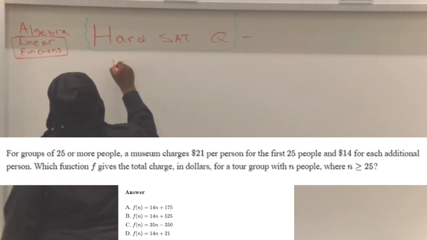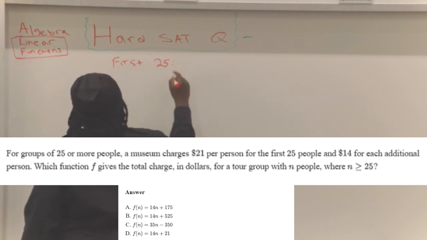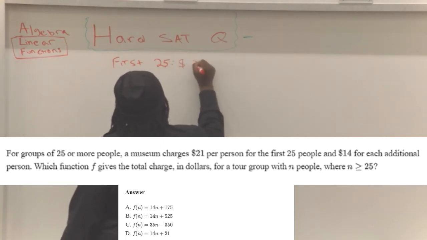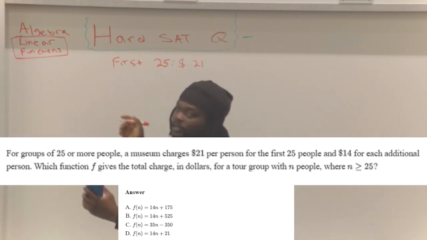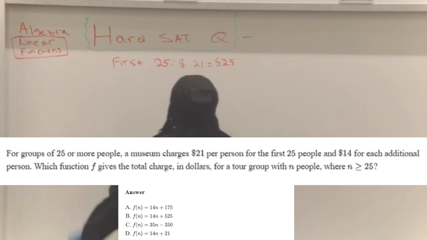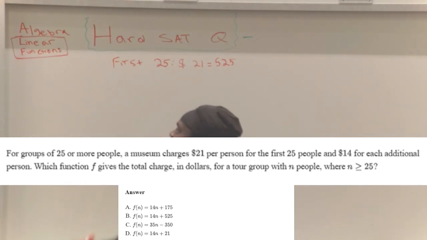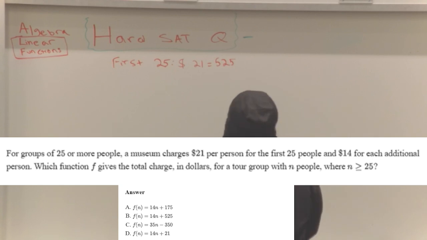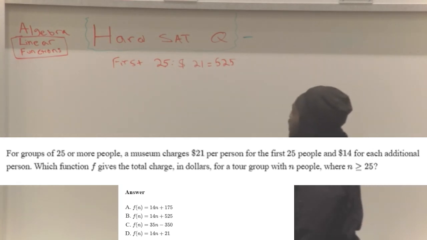So we have the first 25. These people are going to be $21 per person, right? So we're going to go ahead and do 21 times 25. Got 525. Okay? Boom. This means it doesn't matter if it's 40 people, 50 people, 1,000 people, a billion people. The first 25 will always cost 525. Now this is our step one.